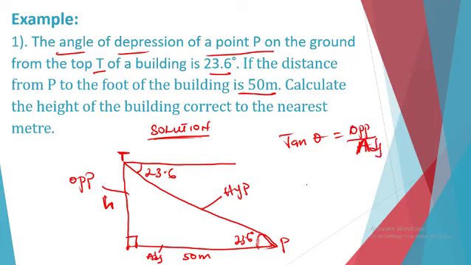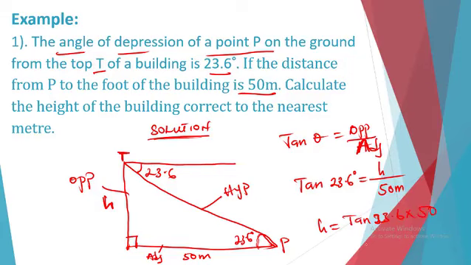So our theta is 23.6. Tan 23.6 degrees is equal to opposite, and our opposite is h. Our adjacent is 50 meters. Making h the subject of the formula, we have that h is equal to tan 23.6 times 50.